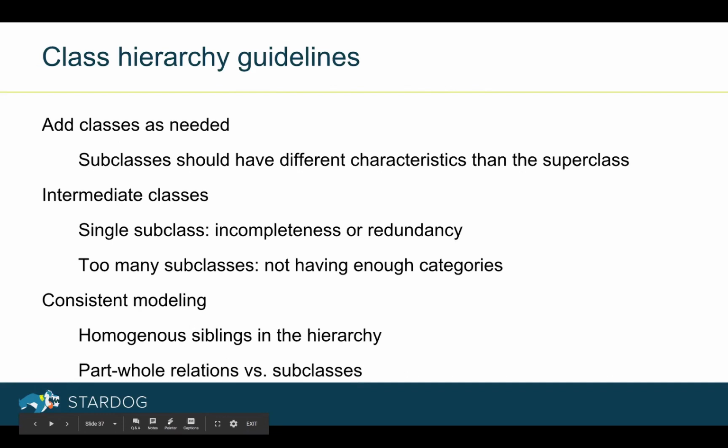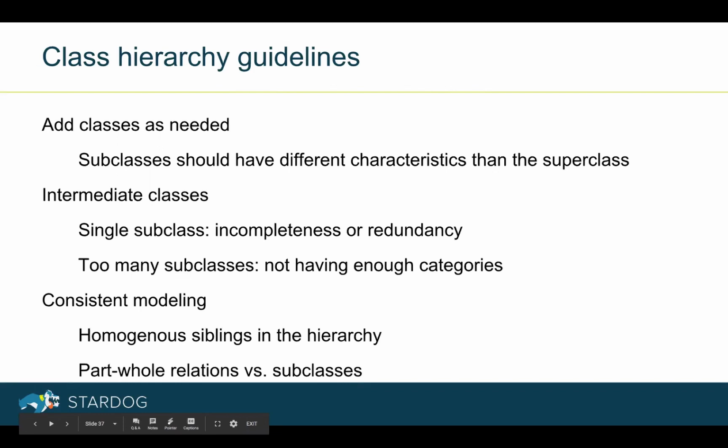In other words, when you're adding a subclass, there should still be at least one instance of the superclass, otherwise, why are you bothering? When you're subclassing, pay attention to the number of subclasses for a given class. If you have just a single subclass, that shows either incompleteness or redundancy, as there would be essentially no difference between the subclass and the superclass. On the other side, if you have too many subclasses of the same class, you probably don't have enough categories. Your superclass needs some more siblings.